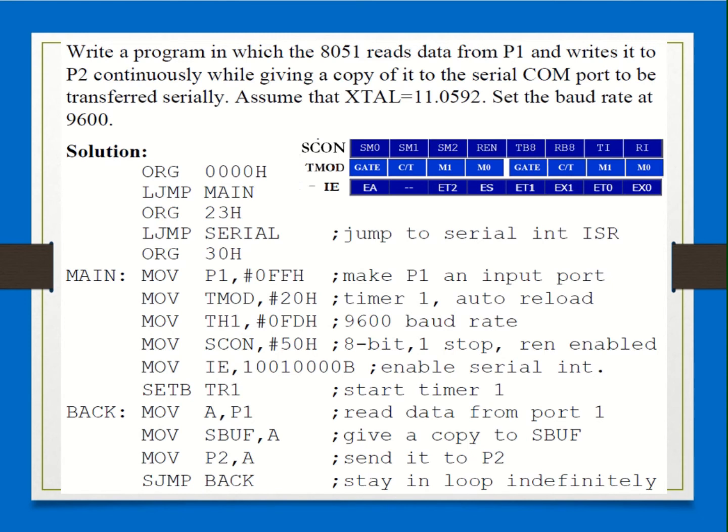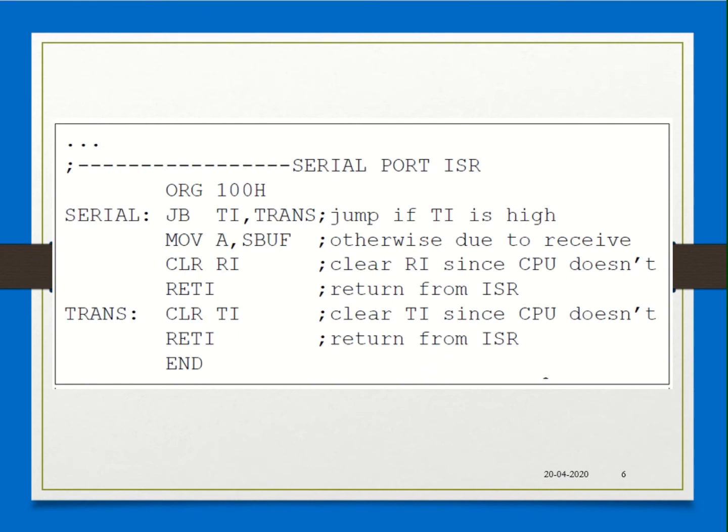So you have saved your ISR in some other location, isn't it? I mentioned in the previous class, if your ISR is more than 8 bytes, or you need more space than allocated for it, then you can save it in some other location. But at 0023 you have to say something, so you go to that location. That is why this instruction LJMP serial. LJMP serial means it will come here, org 100H. So at 100H you have saved your ISR for the serial port subroutine.